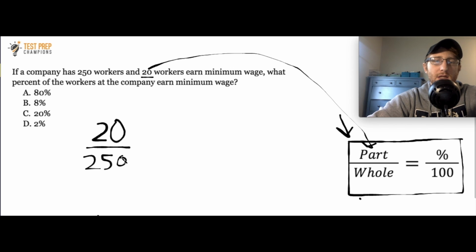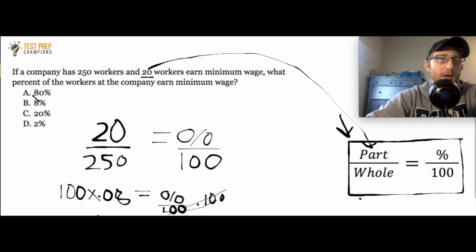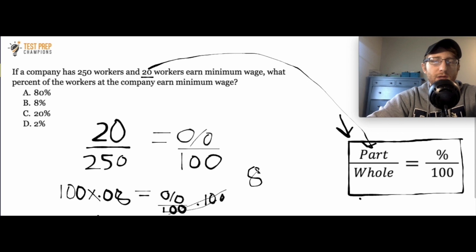And this is equal to percent over 100. So at this point, you could do 20 divided by 250 in your calculator. That would give me 0.08 equals percent over 100. So if you do 100 times 0.08, the answer is 8. So in this case, 8 equals percent. The correct answer is B, 8%.